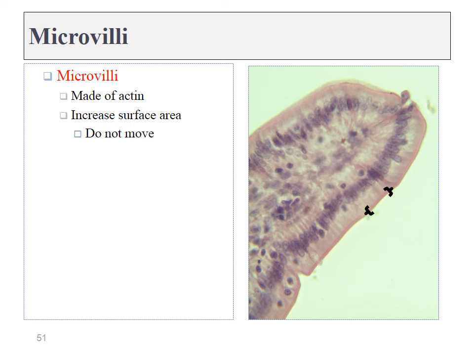Microvilli, which are very difficult to see under our microscopes and really just appear as a fuzzy border seen to the right, are made of actin. Microvilli do not move, but they are small finger-like projections that greatly increase the surface area of a cell. This is important for cells that need to absorb nutrients, for instance, in the digestive system.